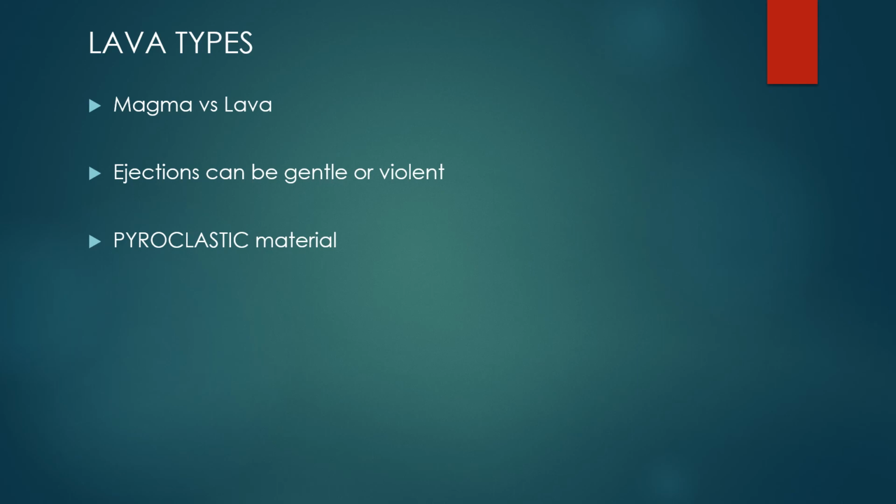So some lava has higher silica, some has lower silica, and that's going to give you either very runny lava, that's going to be more of a gentle kind of eruption. If it's going to be a very thick lava, that's going to cause explosive eruptions because there's more pressure, right? So it just really depends on the lava type.